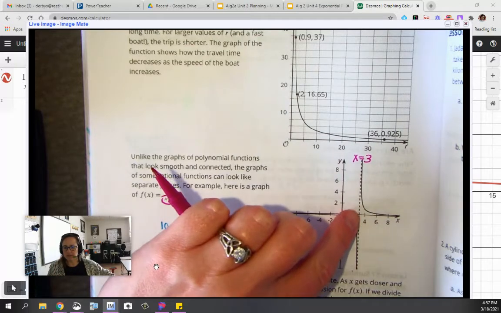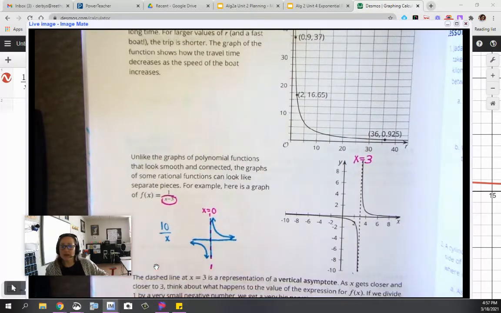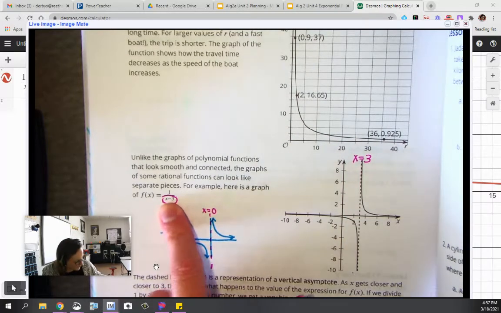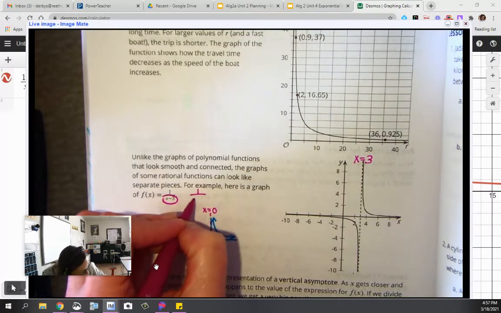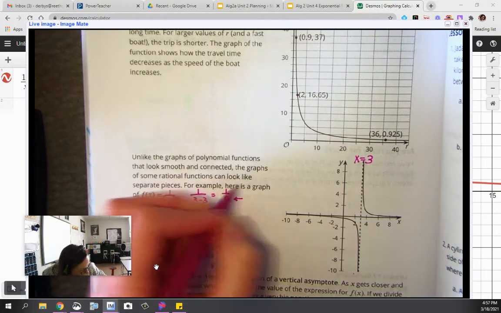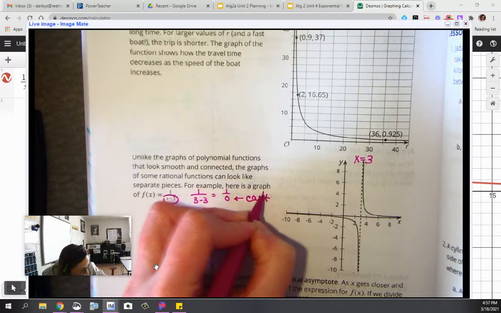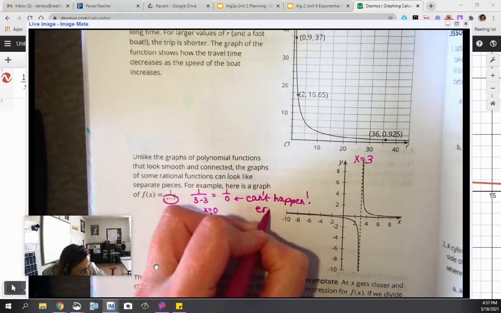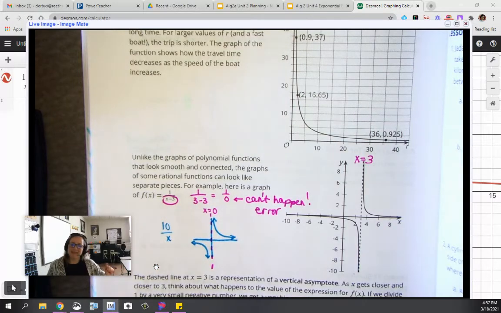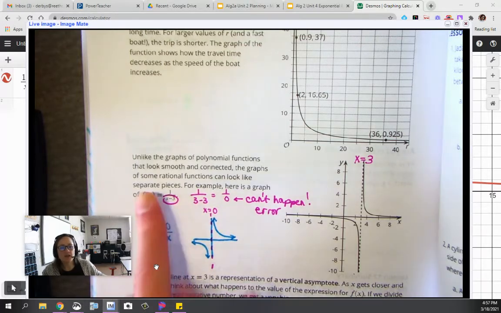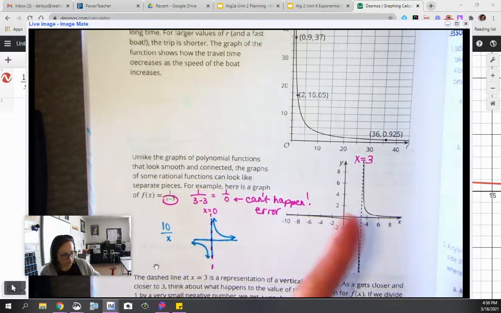So it's cutting through the x-axis at positive 3. And this is because if we plugged this 3 into this equation, we would have 1 over 3 minus 3. We would have 1 over 0. And we have this idea that this can't happen. This is our error message. So we are going to see a relationship going on from our denominator to the vertical asymptote.